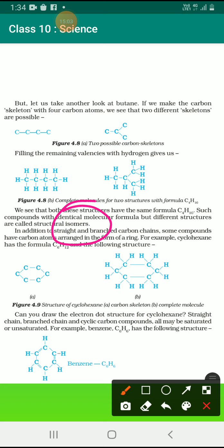Or you can write one more question: What are isomers? Or one more question, because they may ask any sort of question to you in the board exam: what is isomerism? Write down the answer kindly.